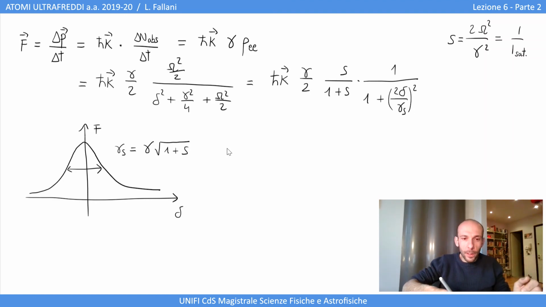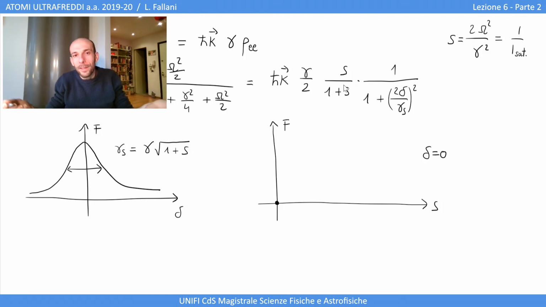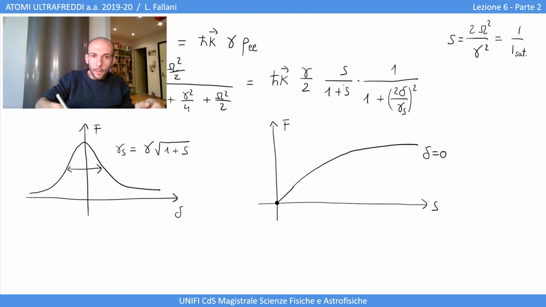And so as a function of the detuning, let's consider the force as a function of S, and let's suppose the resonant case, so the detuning is equal to 0. This force is, of course, 0 when the intensity is equal to 0. Then for small values of S, it increases linearly with S, so in the non-saturated regime where we can neglect this S in the denominator. And then it increases with a saturation character. When S is much larger than 1, the force reaches an asymptotic value.